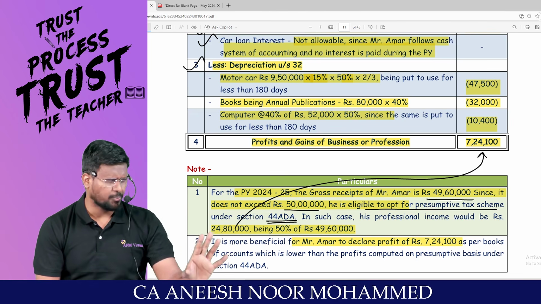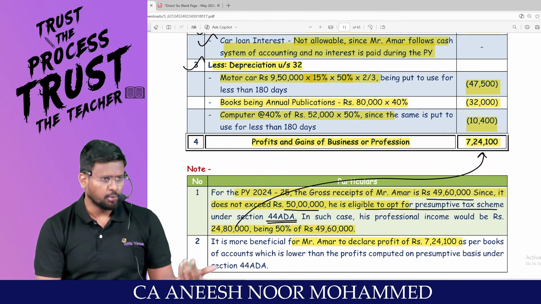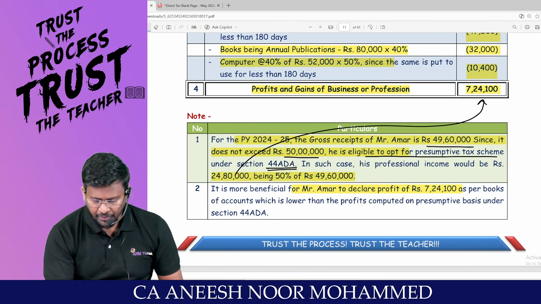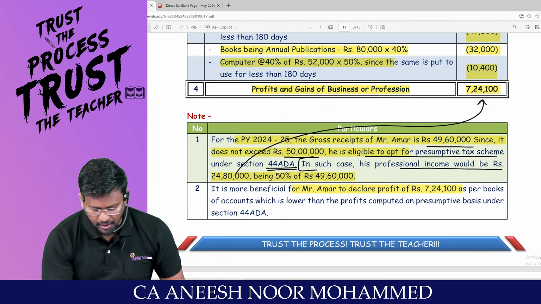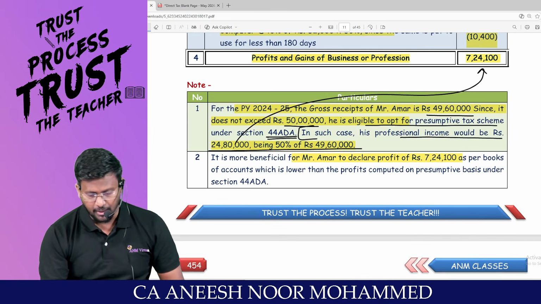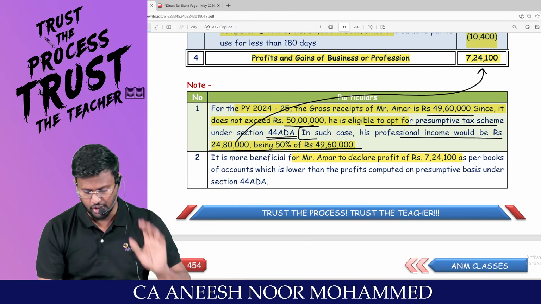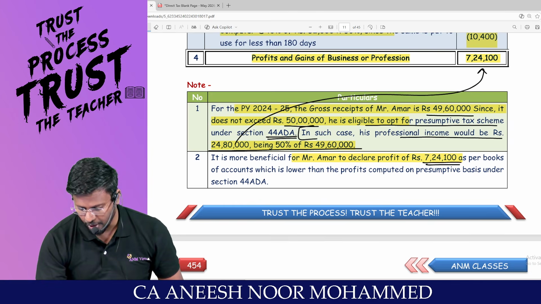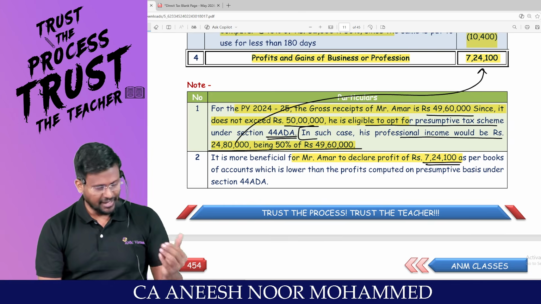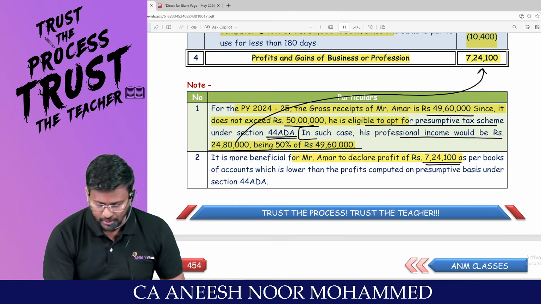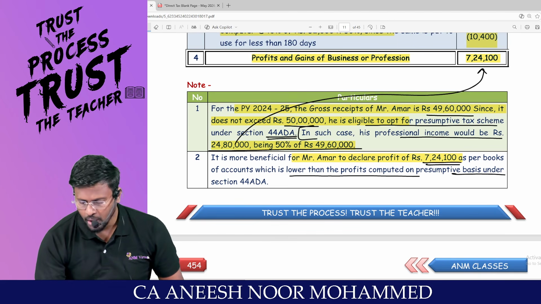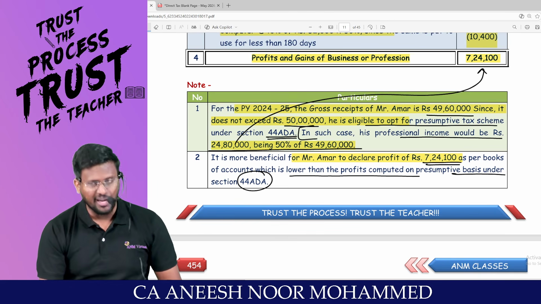Only certain things you are supposed to do. You are compulsorily liable to maintain books of accounts. In such case, his professional income would be 24 lakh 80, being 50% of 49 lakh 60,000. It is more beneficial for Mr. Amar to declare profit of how much? 7,24,000 as per the books of accounts, which is lower than the profit computed on presumptive basis under 44ADA.